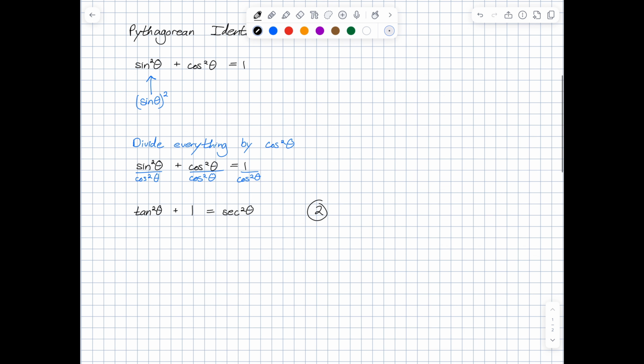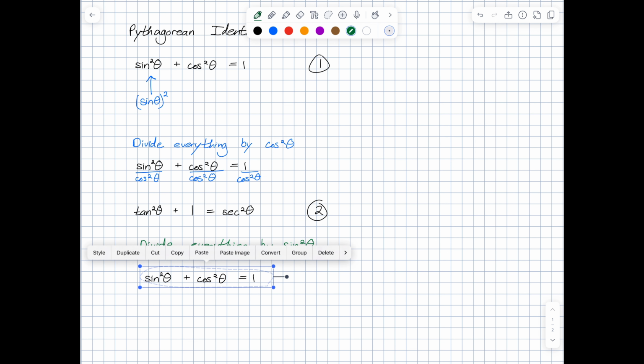So the third one is going to be very similar. It's just instead of dividing by cosine squared, we're going to divide everything by sine squared. So same idea, we're going to start with the original formula, and then divide each term by sine squared.